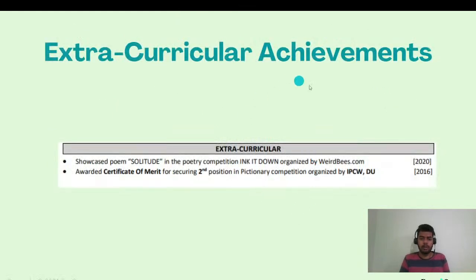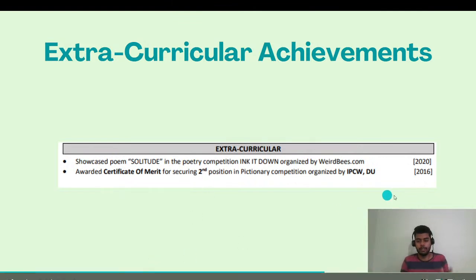Next is the extracurricular achievements. Extracurricular achievements means the things that you do apart from your academics, apart from your course, apart from your regular projects and internships. Maybe some of you are good at writing, maybe some of you are good at dance or sports or anything like that. So you can mention all those things in this way.